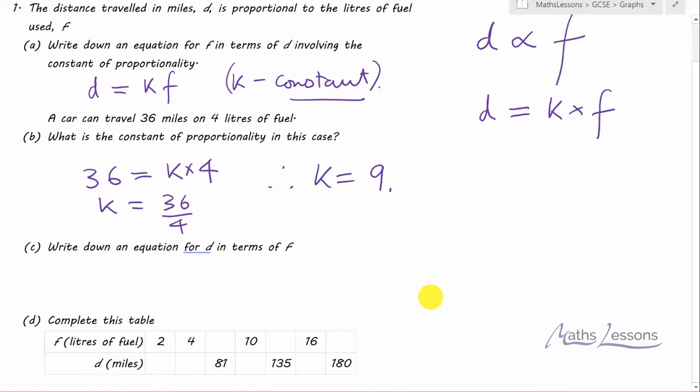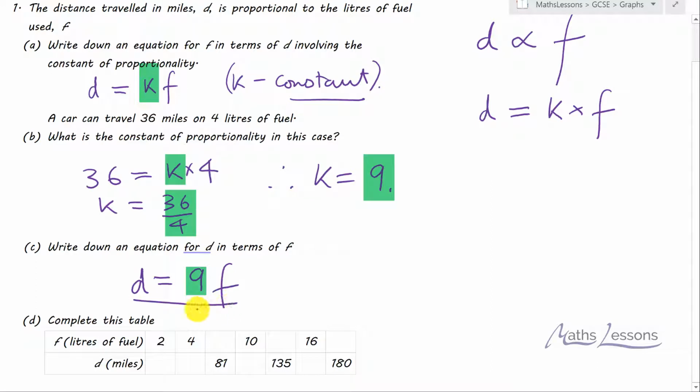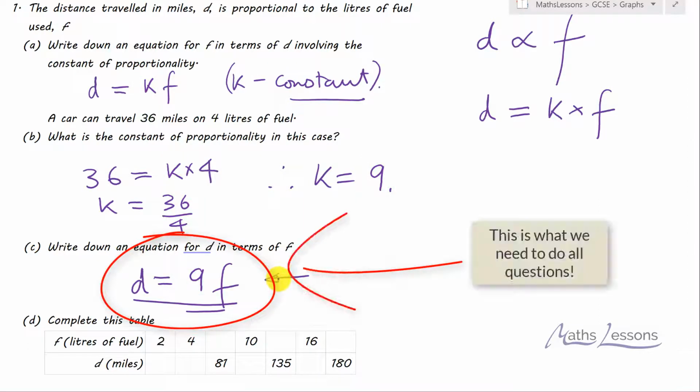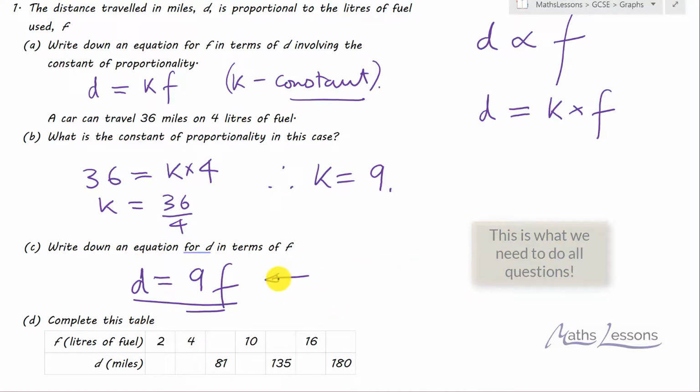Now, we can write down the equation for d in terms of f, because we now know what k is. k is equal to 9. So therefore, d equals 9 times f. So when you're asked to find an equation, this is what the questions are asking for. They're asking you to find out what k is and put it back in. And now we can use that to do any problem on this situation where we've got a car that can travel 36 miles on 4 litres of fuel.